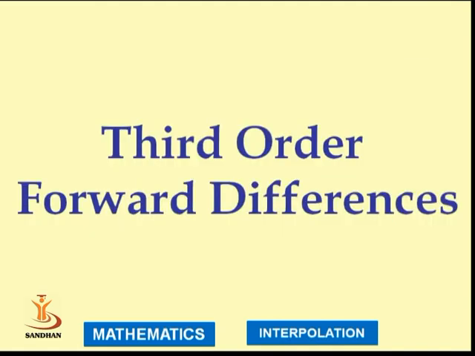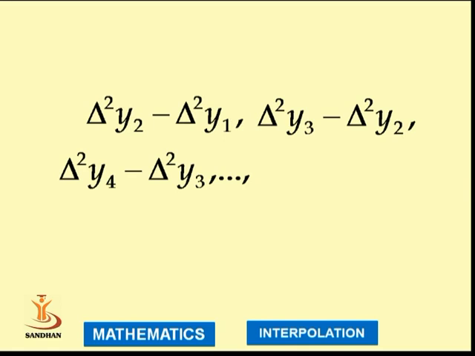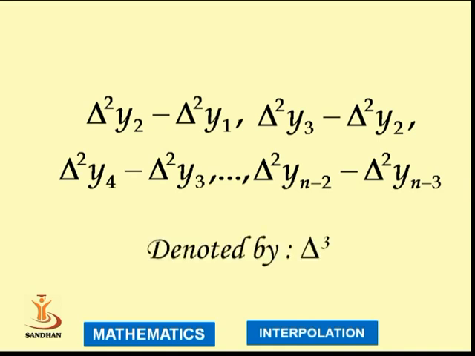Let's go further to compute the third order forward differences. Again, the third order forward differences are the differences of the previous differences. So the difference between the values of the second order forward differences will help us compute the third order forward difference. So delta 2y2 minus delta 2y1, delta 2y3 minus delta 2y2, delta 2y4 minus delta 2y3, and delta 2yn minus 1 minus delta 2yn minus 2 are called the third order forward differences, and they are denoted by delta cube or delta 3.